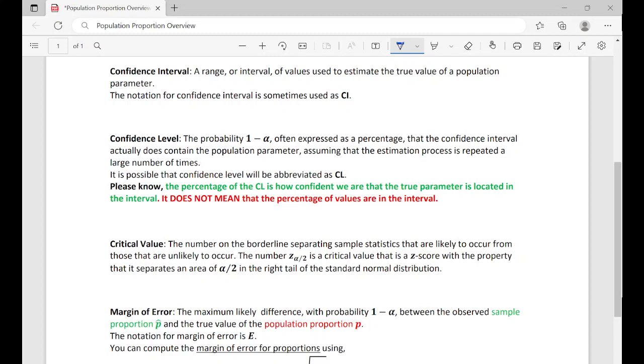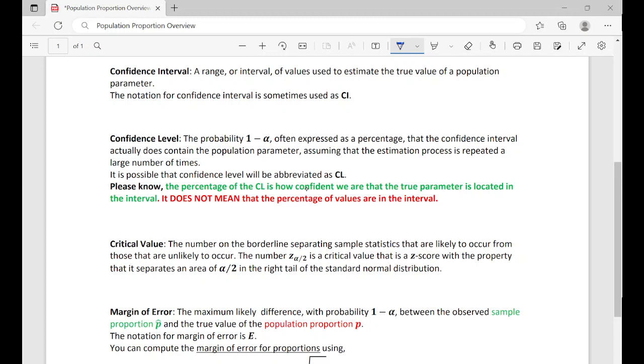Now, be aware when it comes to the confidence level that the percentage of the confidence level is how confident we are that the true parameter is located in the interval. It does not mean that the percentage of the values are in the interval. Now, that sounds kind of confusing, so let me clarify.